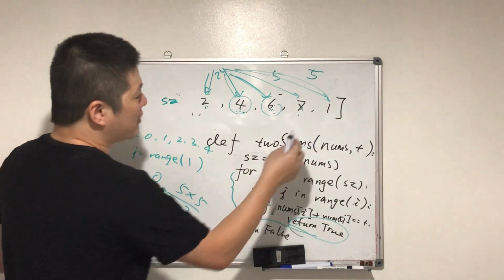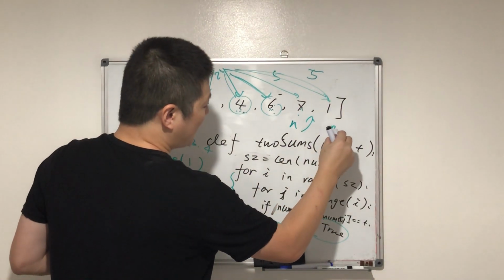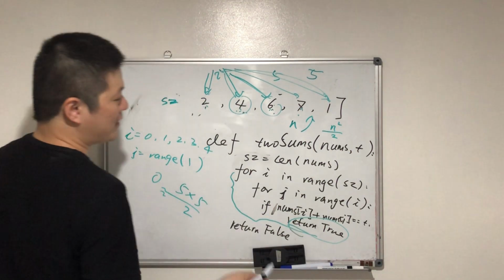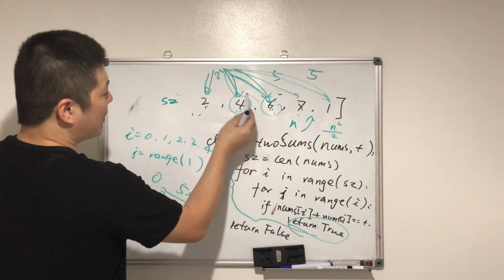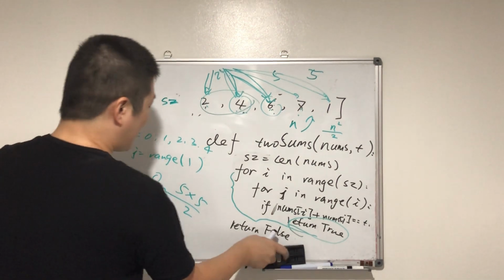So you can imagine when this n goes very large, it needs approximately n squared divided by 2, because when i is somewhere, it only goes to half of this i. Okay, so it's not very efficient. So how can we improve it?